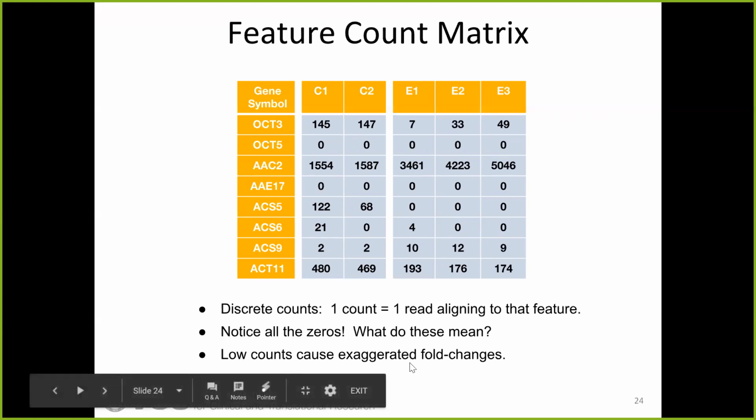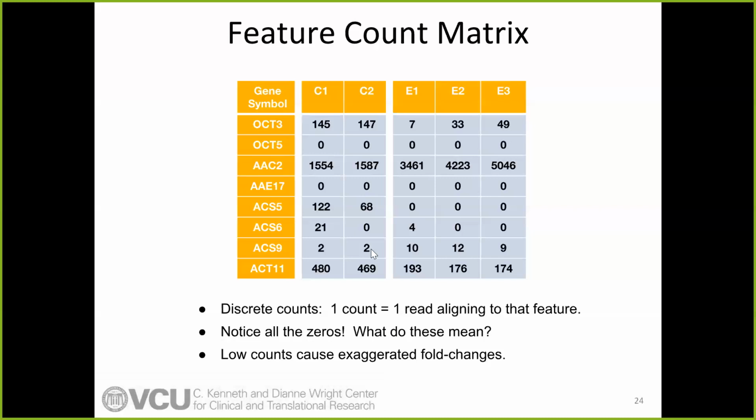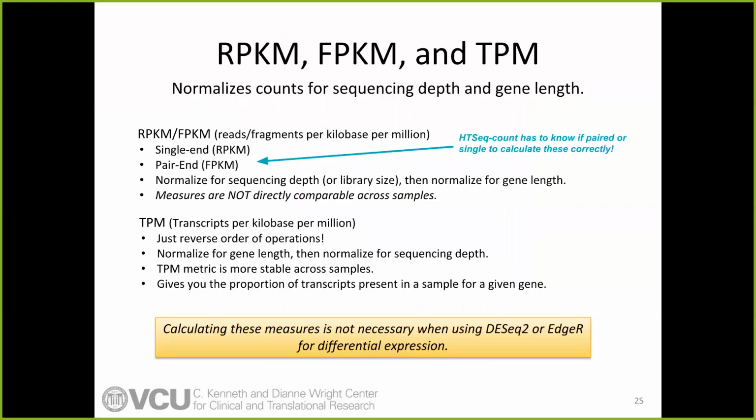Also, we'll see in a little bit that low read counts, such as when you just have 2 reads that align, can actually cause exaggerated fold changes when you're doing differential expression. So once you get your read count matrix, you can go in 2 directions. One, you can feed your raw read counts into differential expression, which we'll see in a moment.